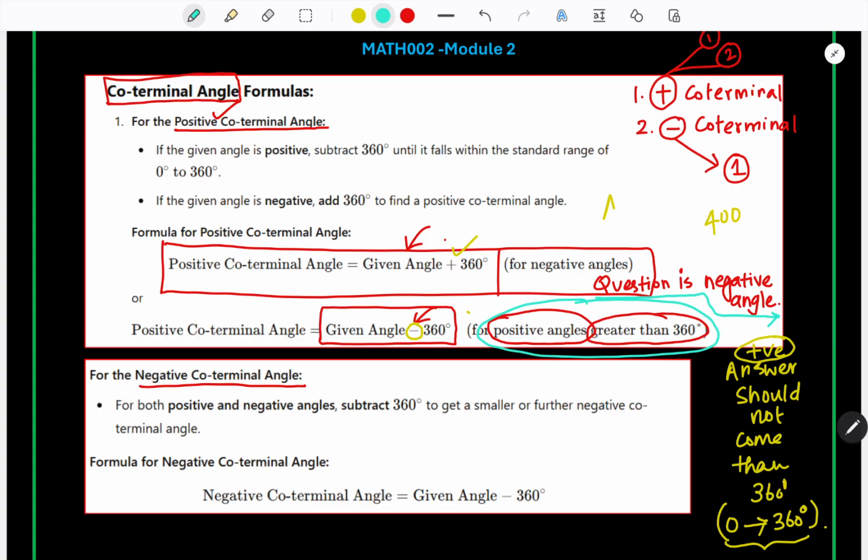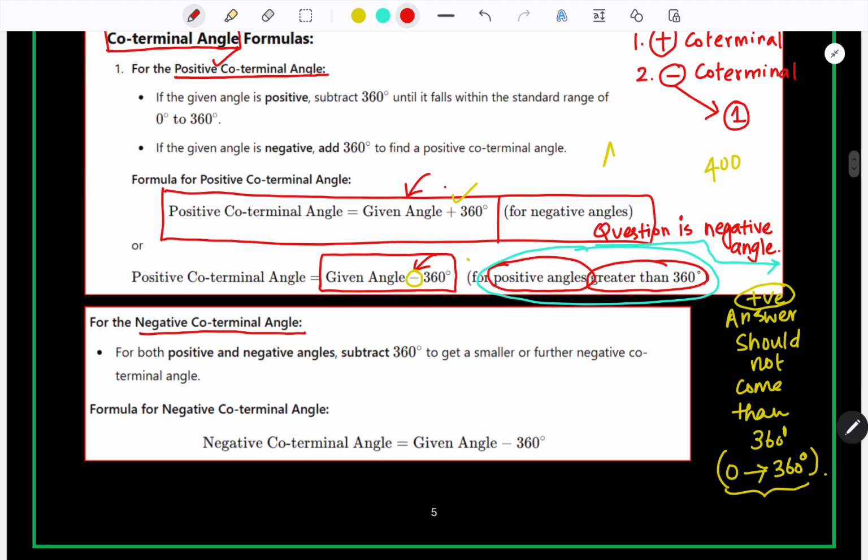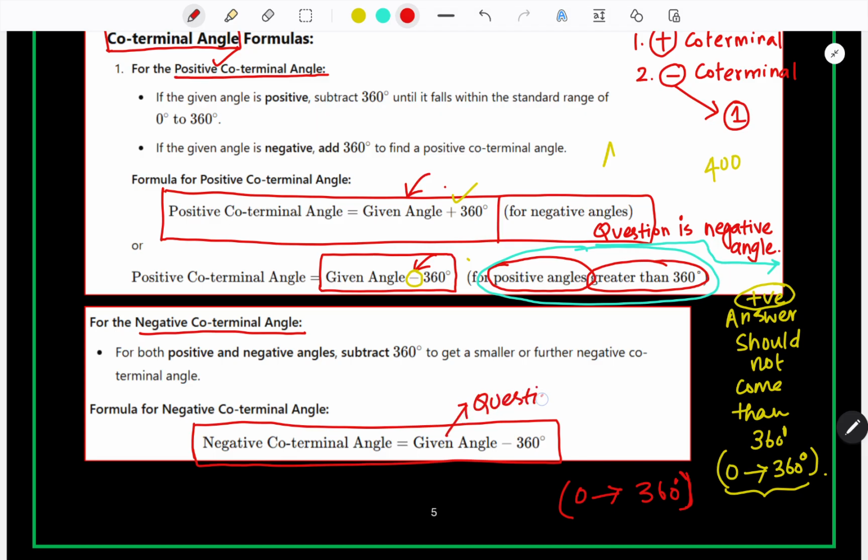Let's go to the negative coterminal angle. No problem. For negative coterminal angle, the formula is given angle minus 360 degrees. Reason: all the negative coterminal angles definitely fall between 0 and 360 degrees, so you can give your answer. It is acceptable. So just use the formula: given angle minus 360 degrees. What do you mean by given angle? Given angle means the question.